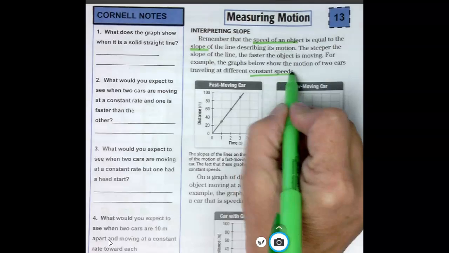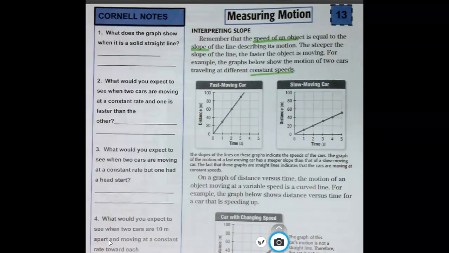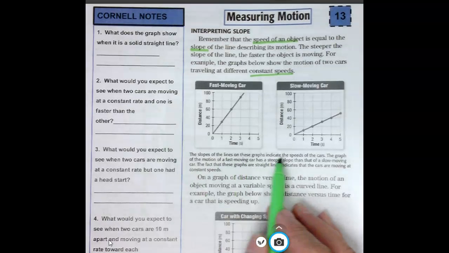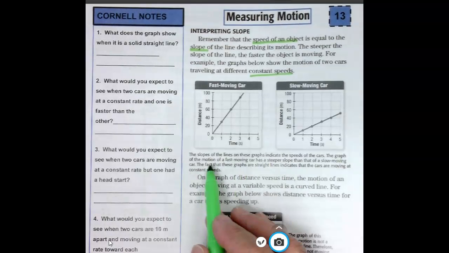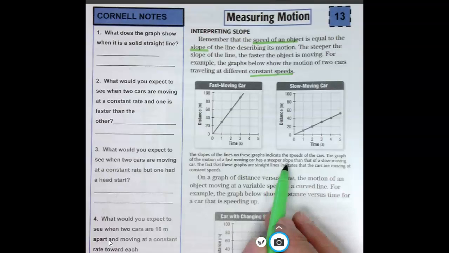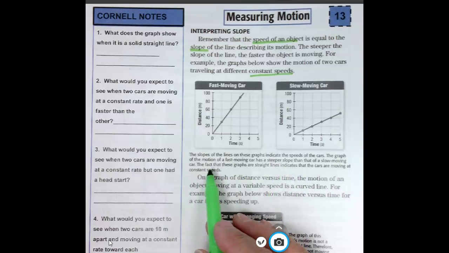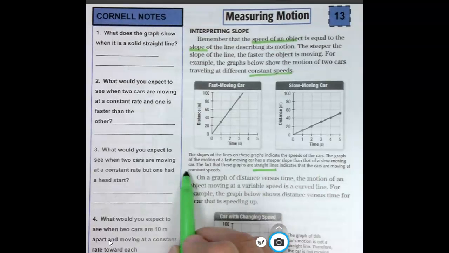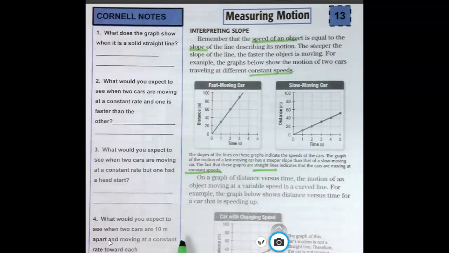Now, we've probably done labs in which we talk about the constant speed and the fact that if the line is straight, not curved like a parabola, then it's going at a constant speed. So the slope of these lines of these graphs indicate the speed of the car. The graph of the motion of a fast-moving car is steeper than that of a slow-moving car. The fact that these graphs are straight lines indicates that they're moving at a constant speed.